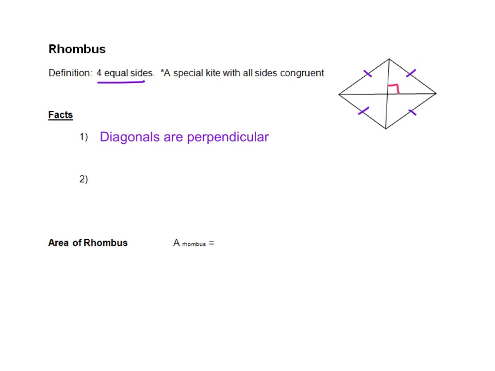And our second fact is the diagonals bisect each other. So what that means when the diagonals bisect each other is that it's cutting the diagonal into 2 congruent parts. So, for example, I know that this half of the diagonal will be congruent to this half. And then for the horizontal diagonal, that is going to be congruent to that.